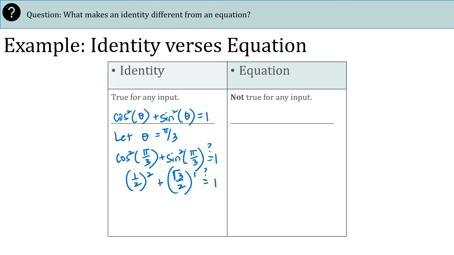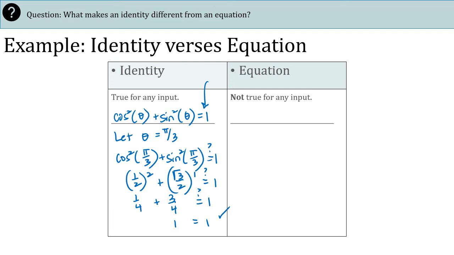Well, 1/2 times 1/2 is 1/4. Square root of 3 over 2 times itself is 3/4. This is feeling pretty good. And 1/4 plus 3/4 is 1. So sure enough, that works. We could try that for any other angle and it would still always be true. No matter what the input, the output is always going to equal 1.